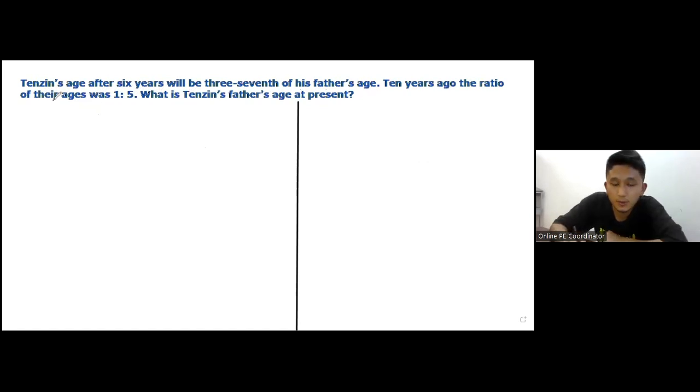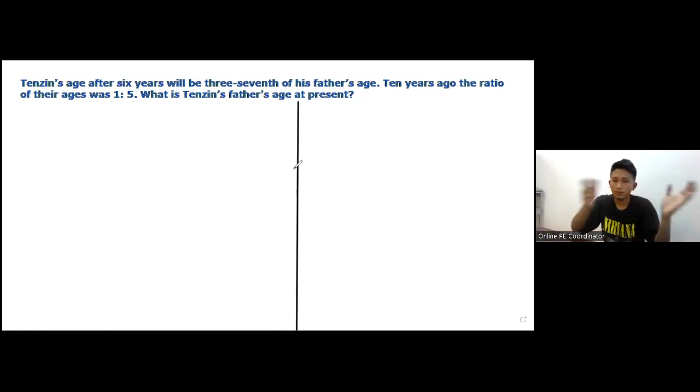Youngest Tenzin. We have to assign the value of the age of Tenzin as x. After 6 years, it will be 3 years, 10 years ago. So we have to go with this one more.